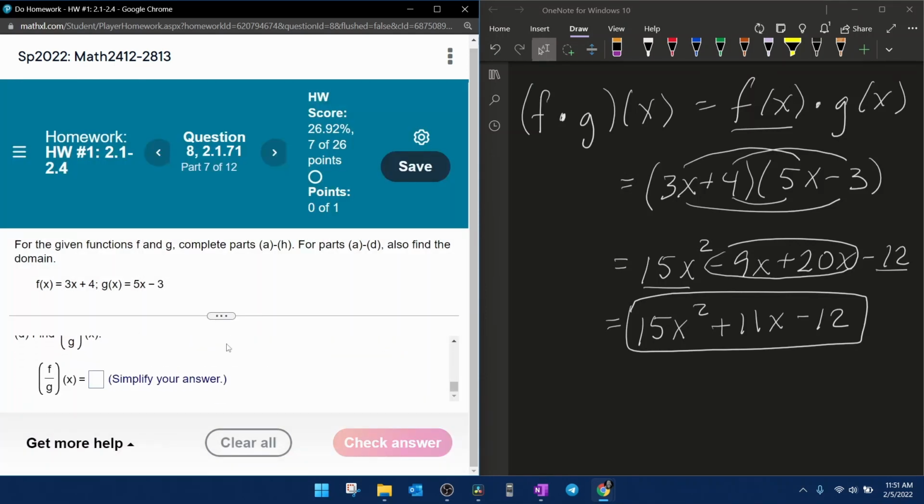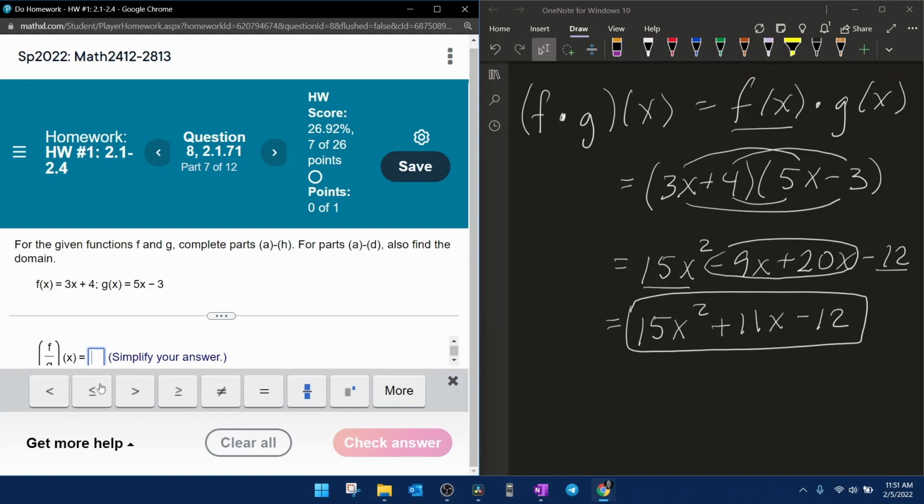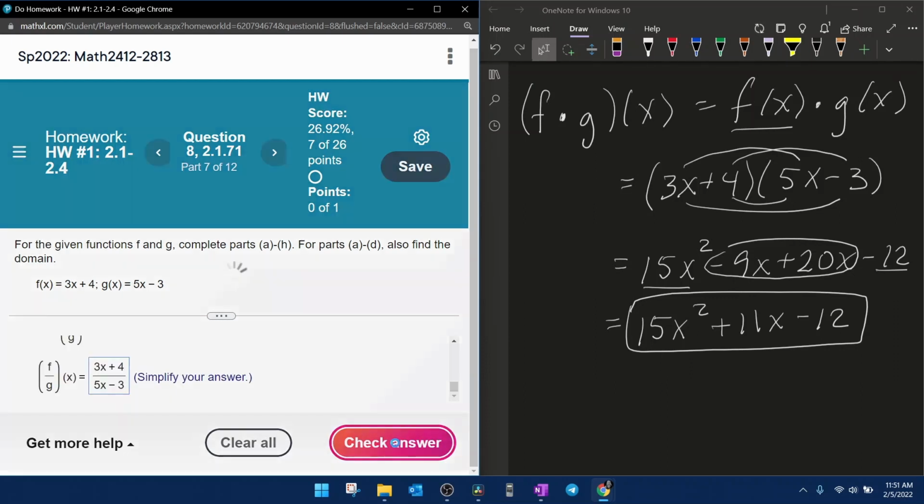And last but not least, looks like we're going to do f divided by g, which we're going to input as a fraction, f on top, 3x plus 4, in the bottom, g of x, 5x minus 3. This is not going to require any simplification since the fraction will not reduce, and there's no need to do long division here.